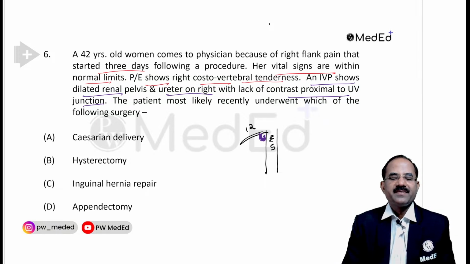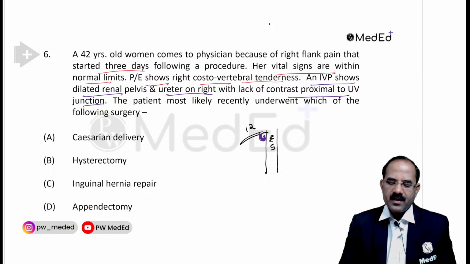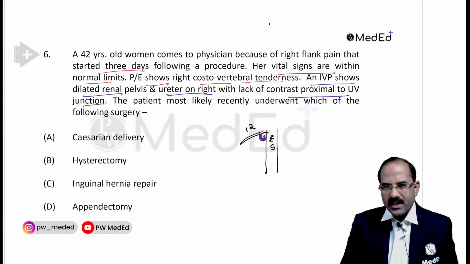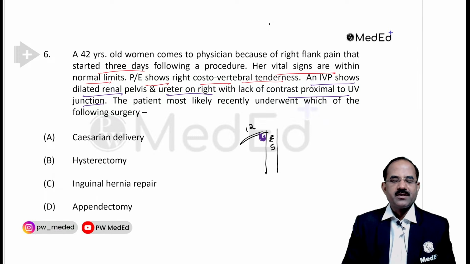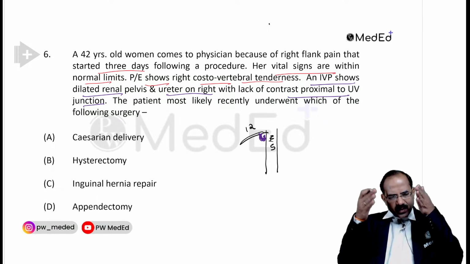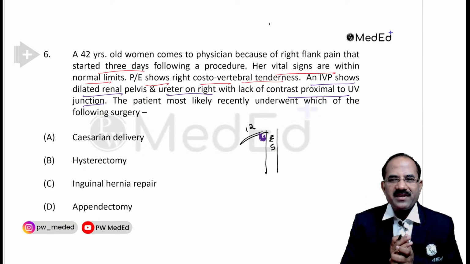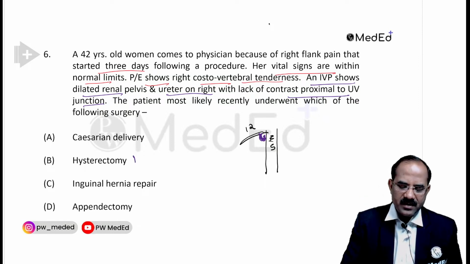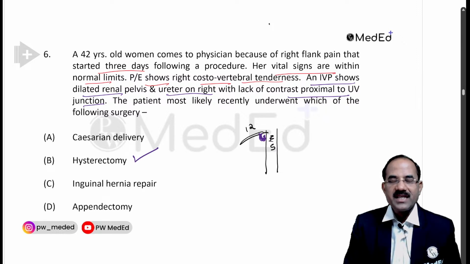Yes, any guesses? While doing a hysterectomy, which is the organ which is damaged? Very good. The ureters. The ureters go very close to the uterus, right? So the answer is hysterectomy.